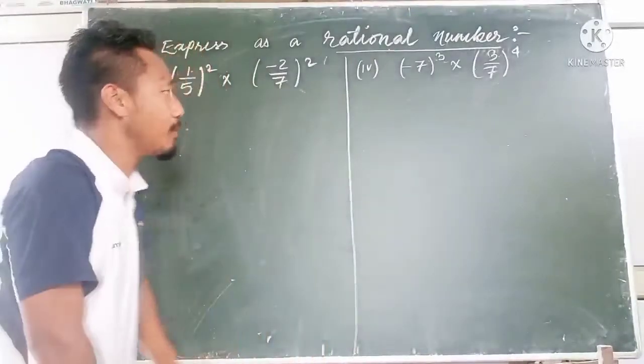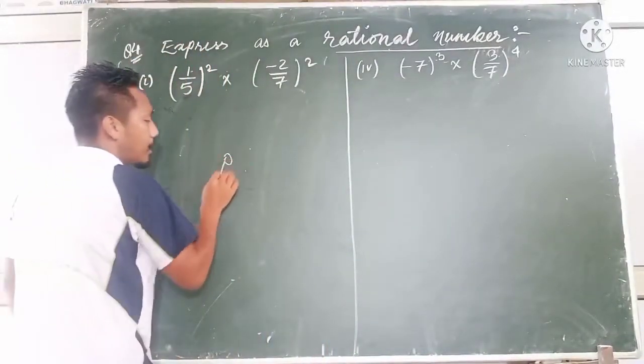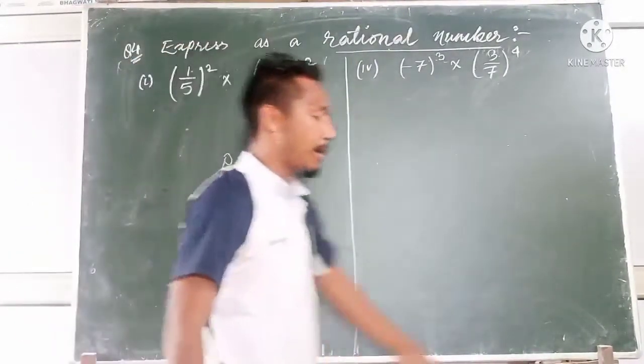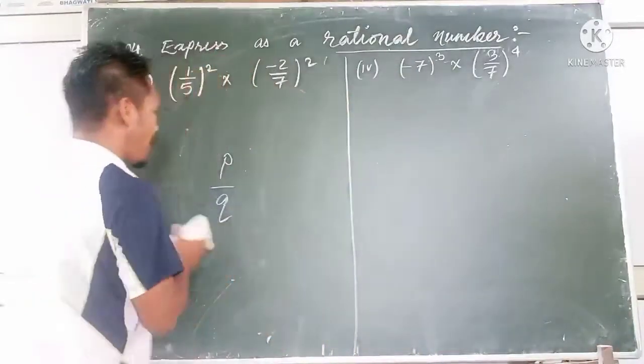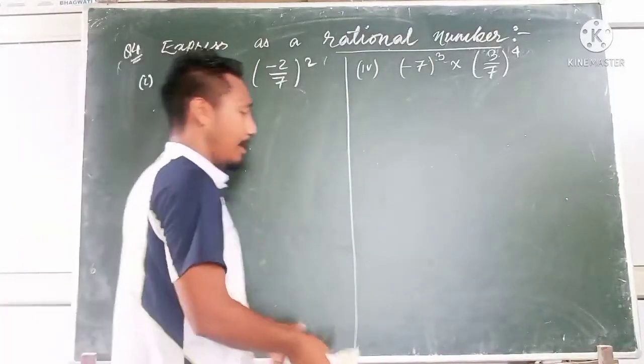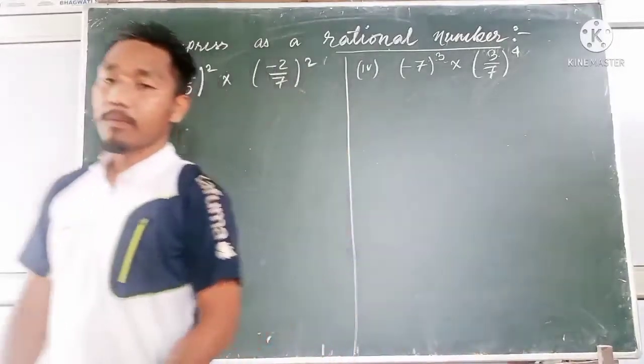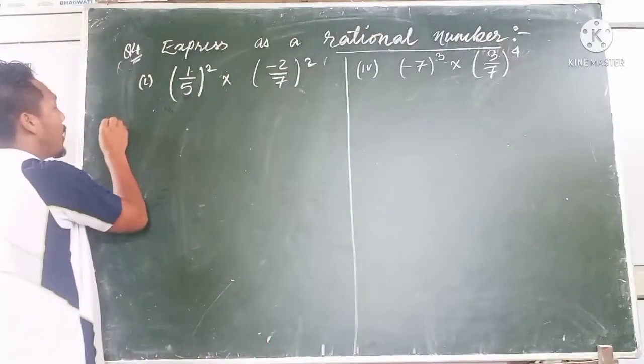The number which can be represented in the form of p by q is known as a rational number. Okay, so here we are going to solve question number 1.